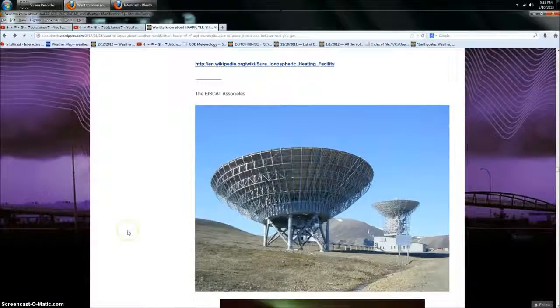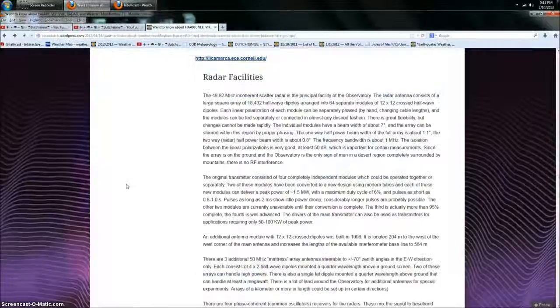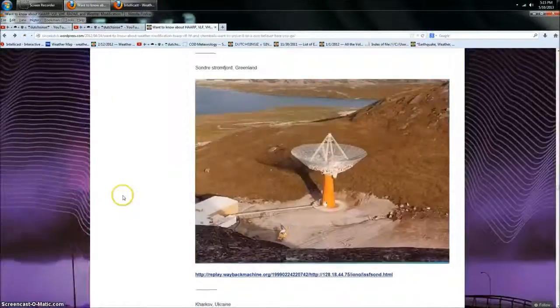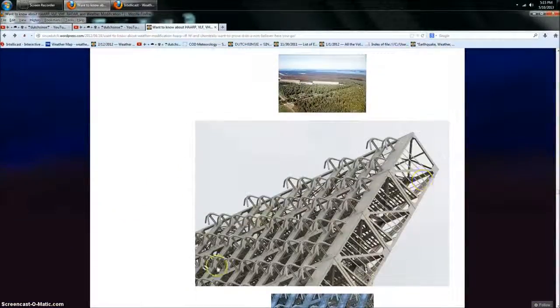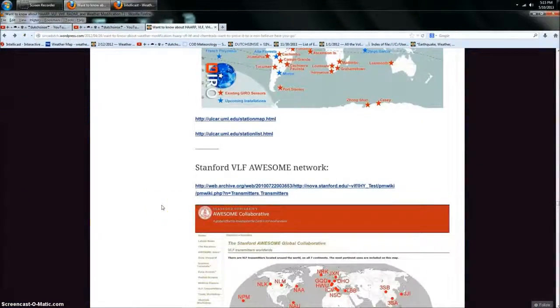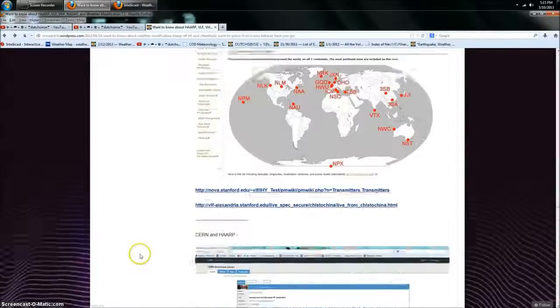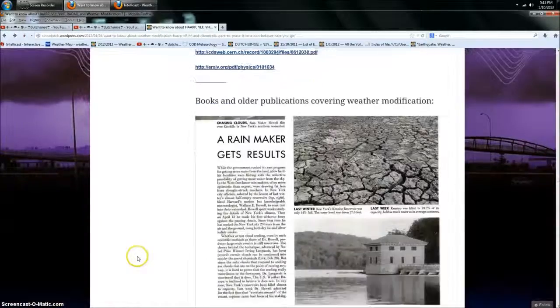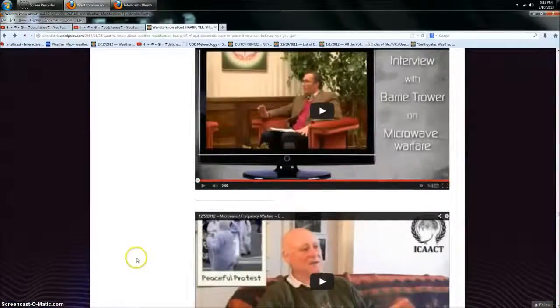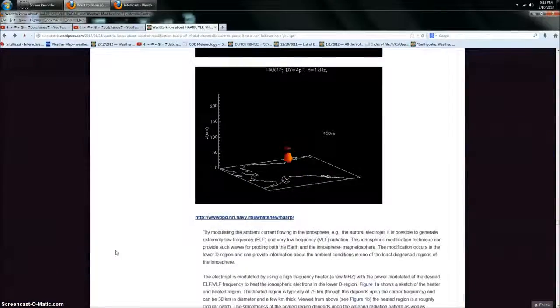Okay, here's examples of other facilities: Sura, ISCAT, you've got Chile, and even down here you've got the Russians with Irkutsk, if I can even pronounce that properly. So it's not just the United States that's doing it, and surely it's not just for ionospheric research, as everybody would tell you. Stanford VLF Awesome Network is part of this. They work in conjunction with HAARP in Alaska, and they're all trying to do the same thing, which is frequency manipulation of the atmosphere, ionosphere, and even penetrating down into the Earth.